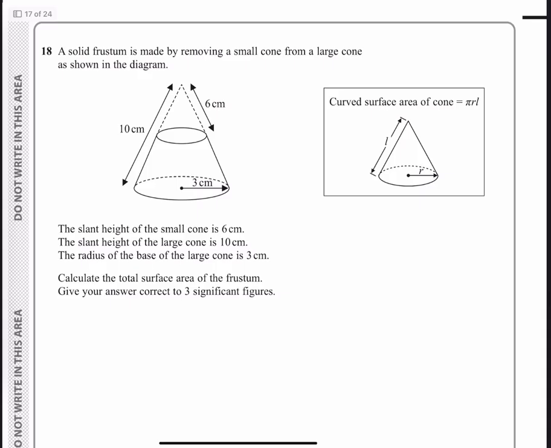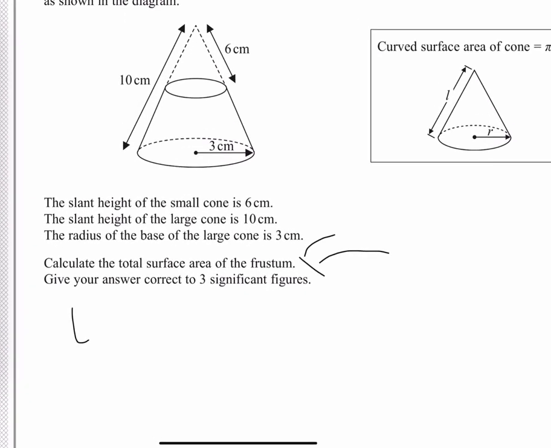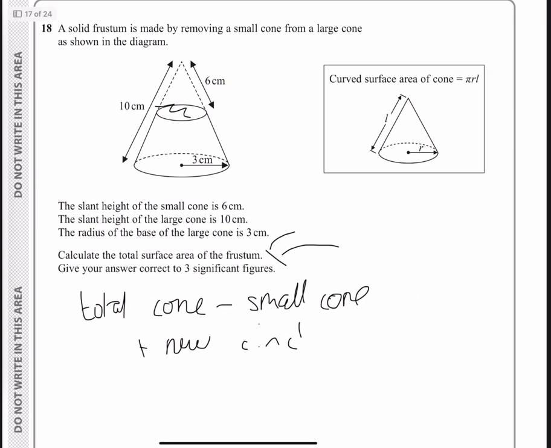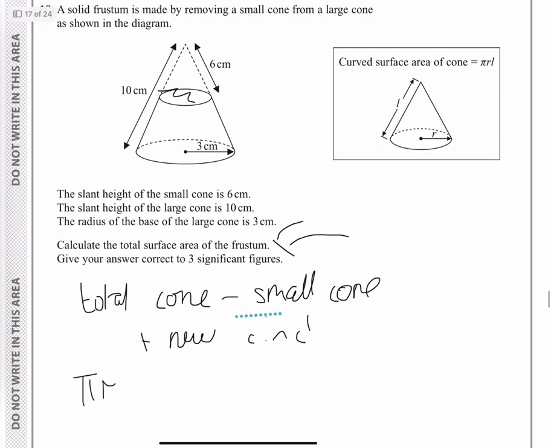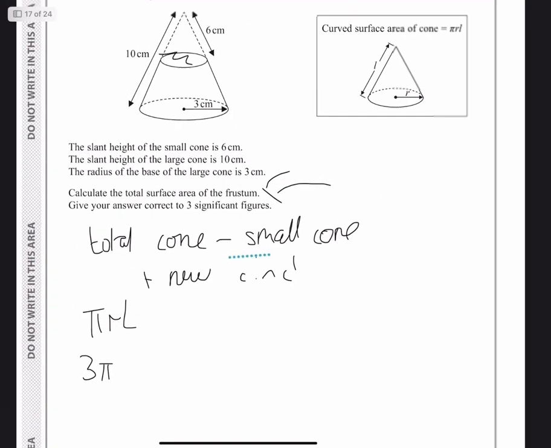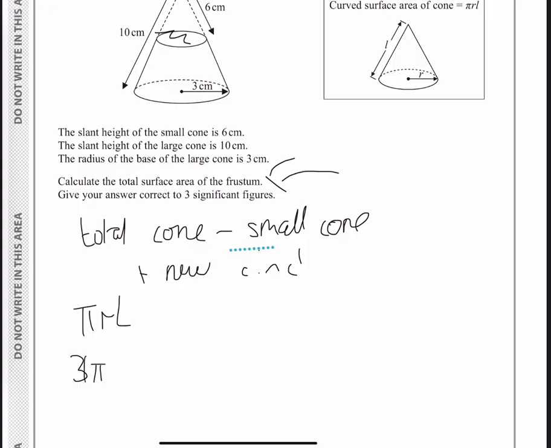Here's a frustum. Calculate the total surface area of the frustum. Okay. So how we're going to do this is we'll calculate total cone minus small cone plus new circle base, so this bit here. So total cone, pi RL, will give me 3 pi L, L is 10, so that's 30 pi.